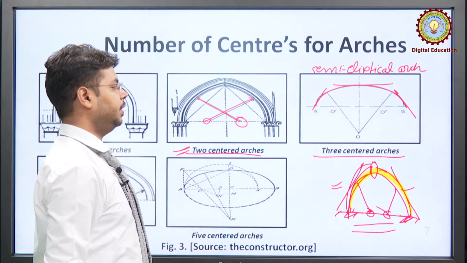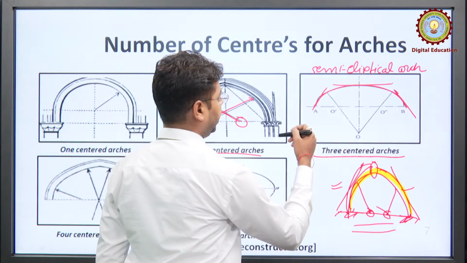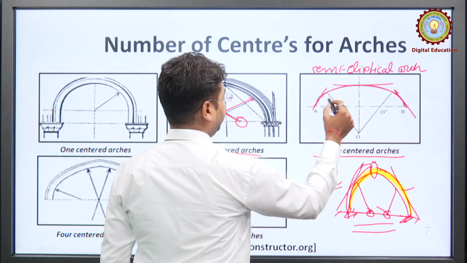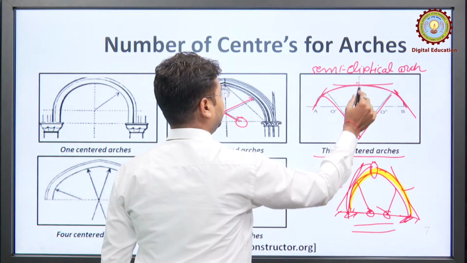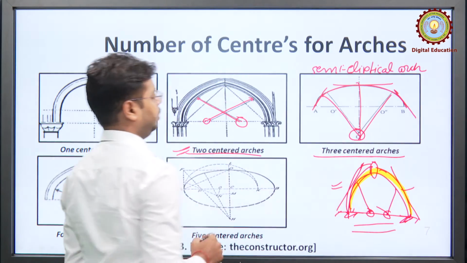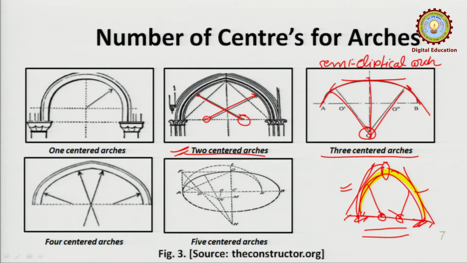The three tangents will be here. If three tangents will be here, that means three different points will occur on the plane surface. Because of this reason, we can say that this is the three centered arch. That means the semi elliptical arch is the three centered arch.